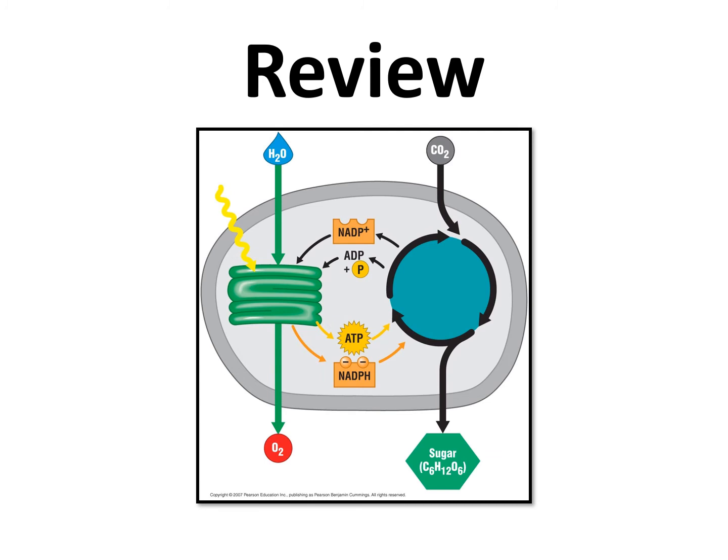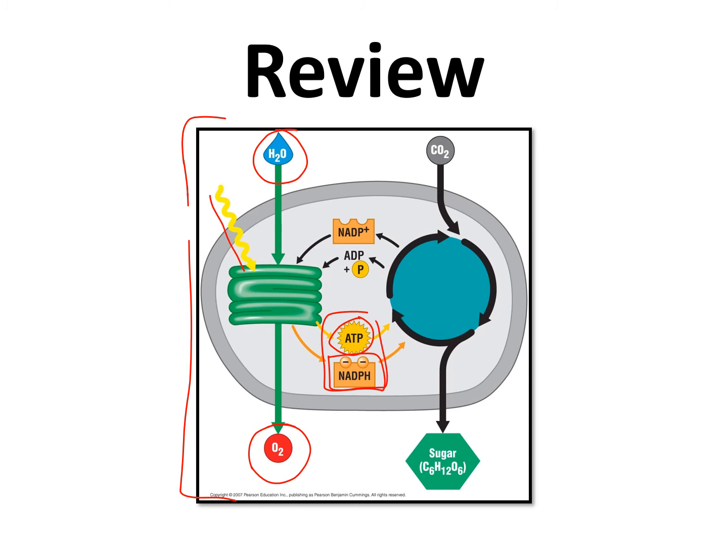So a review of the process of photosynthesis: it involves two steps. The light-dependent reactions, where water and light energy are required to produce ATP and NADPH, and the waste product is oxygen. Then this energy that is harvested during the light-dependent reactions will be used to fix carbon dioxide into glucose. These reactions are the light-independent reactions, also known as the Calvin cycle.